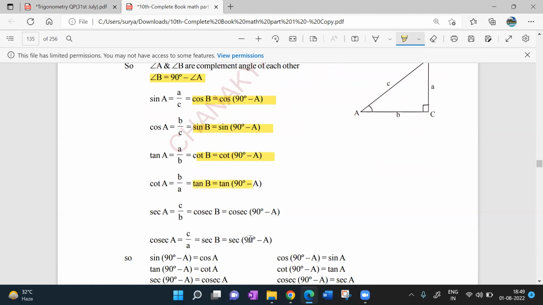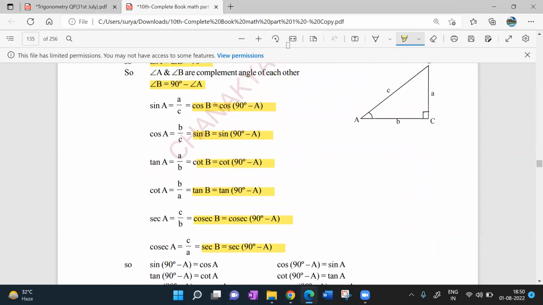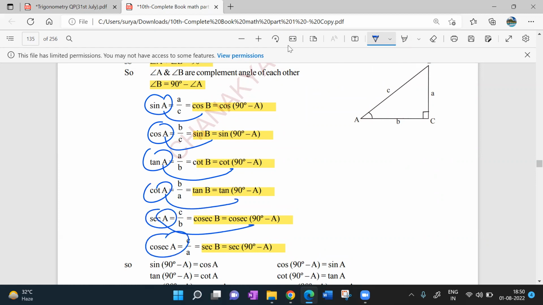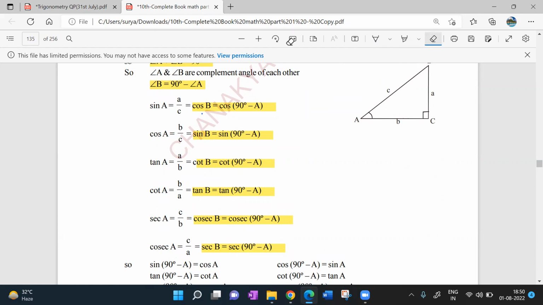Tan B is what? Tan of 90 minus A. Cosec B is what? Cosec of 90 minus A. All right. So secant B is what? Secant of 90 minus A. Now if you observe this properly, cos B can be written as cos of 90 minus A. So sin A is equal to this now. Cos A is equal to this now. Tan A is equal to this now. Cot A, secant A, and cosec A are equal to this. You understand my point? By using the quadrant system.